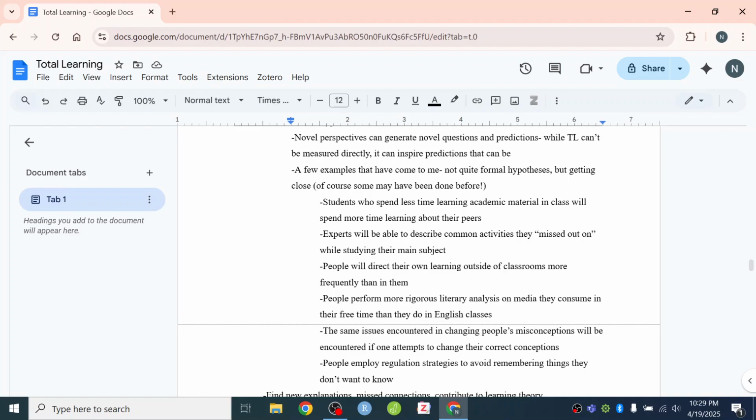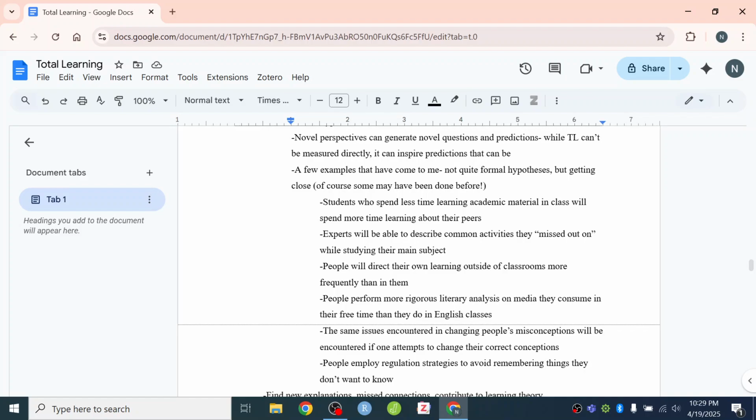People employ self-regulation strategies to avoid remembering things that they don't want to know. This is a really interesting claim, I believe, that comes from the total learning perspective. It allows you to ask an interesting and original question, make an interesting prediction. And again, this is just a quick list. You could easily come up with more.